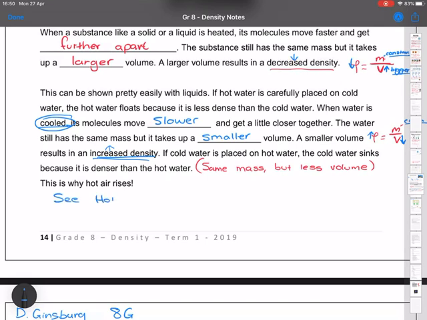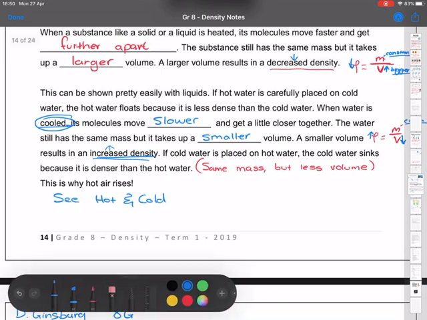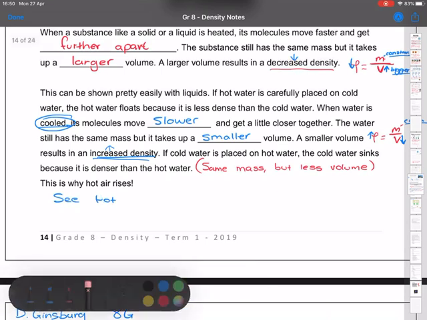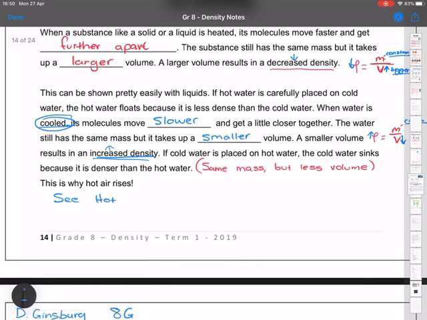See hot and cold in YouTube. It's spelled A and D, not with the and symbol. Hot and cold water density experiment, and I'm going to put that link onto Teams for you. That's going to be the second video that you're going to watch for today.